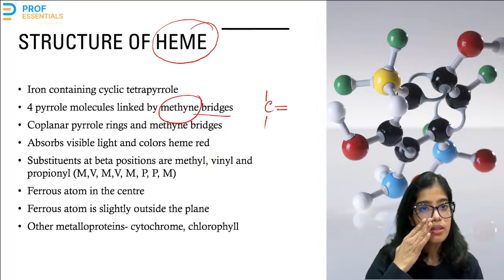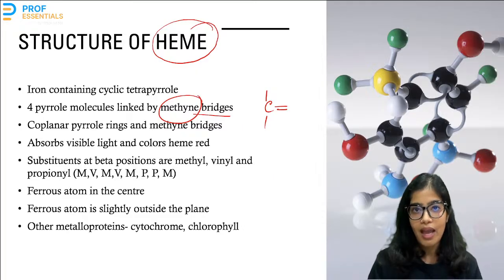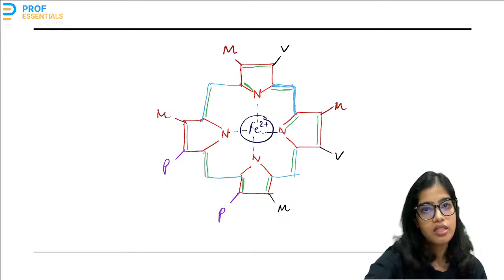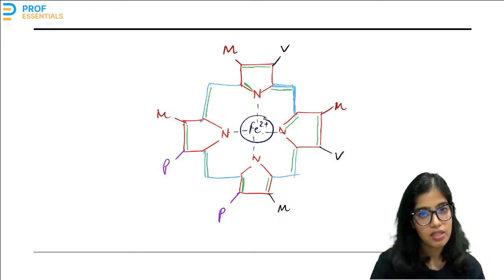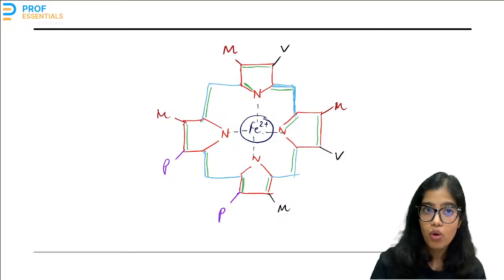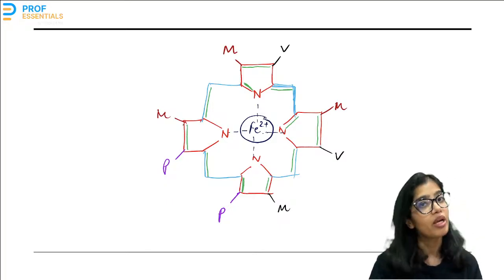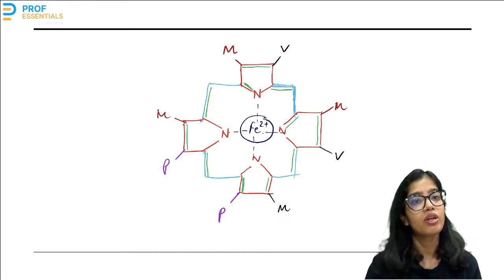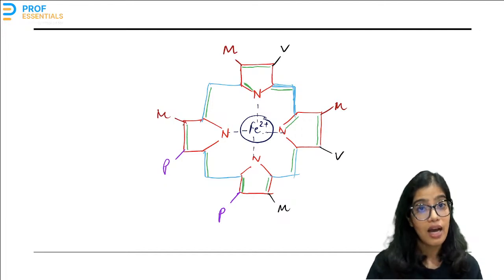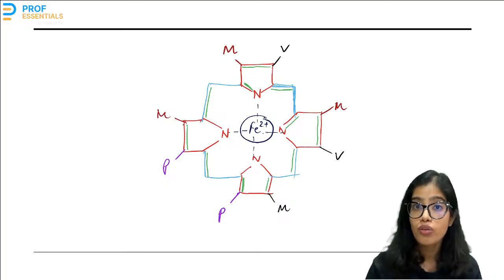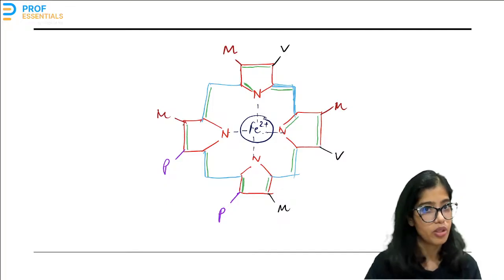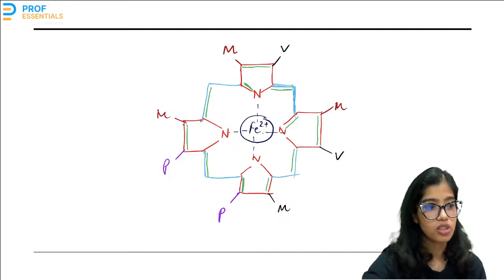Okay, so, because there is metal inside this protein, that is ferrous, metal is present in the protein, therefore it is a metalloprotein. So, hemoglobin and myoglobin are examples of metalloproteins. Other examples of metalloproteins are cytochromes containing copper and iron, and chlorophyll, which has magnesium. Okay, so these are other examples of metalloproteins. I hope this structure is clear to you.